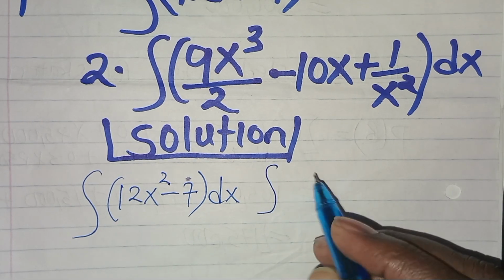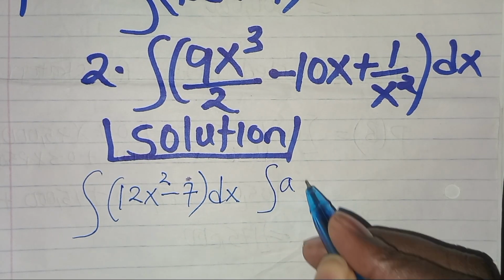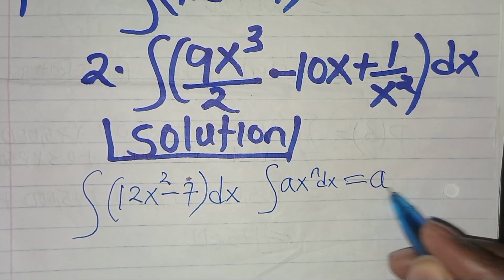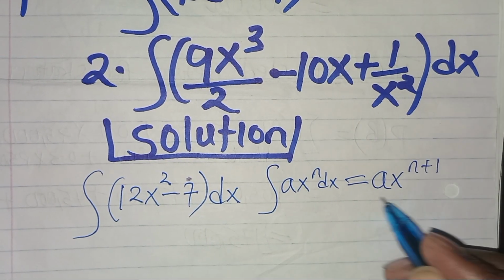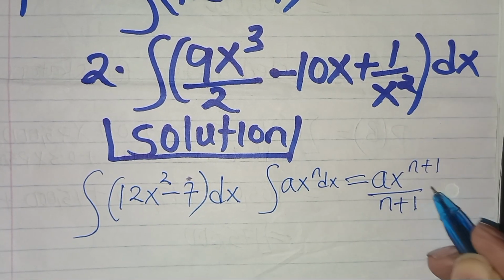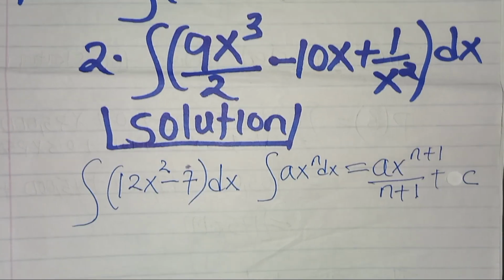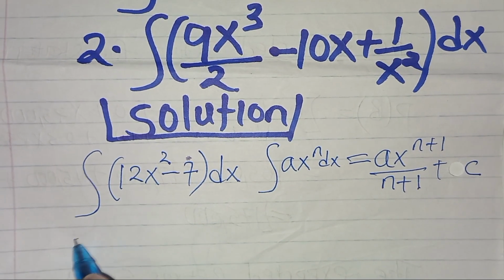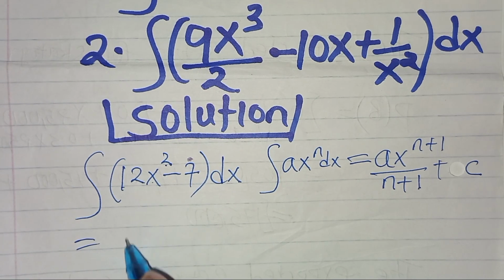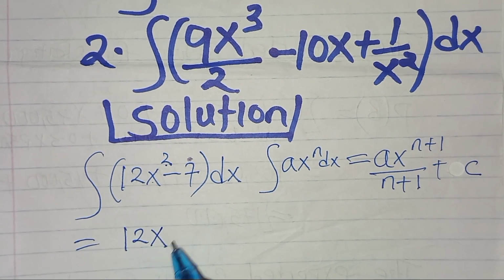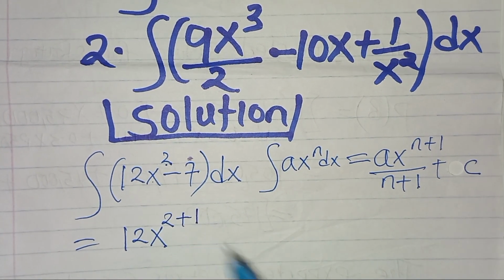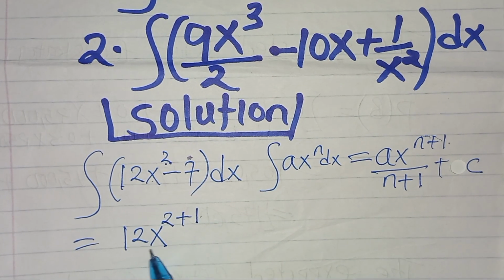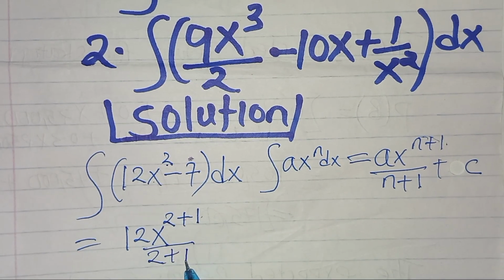If you have the integral of ax to power n dx, we can integrate this as ax to power n plus 1 divided by n plus 1 plus c. Now applying this power rule property, this is 12x squared, so we'll have 12x to power 2 plus 1. Remember we have n plus 1, so n is 2. 2 plus 1 divided by 2 plus 1.